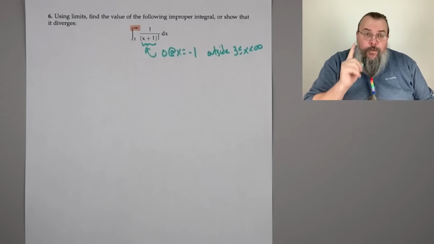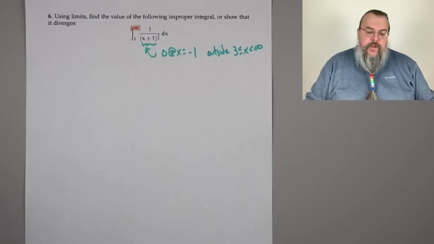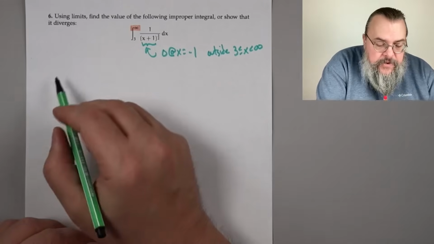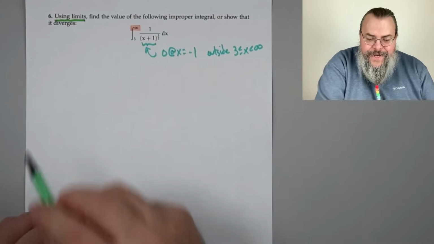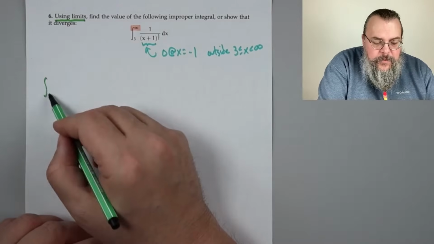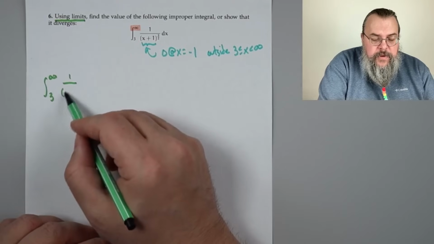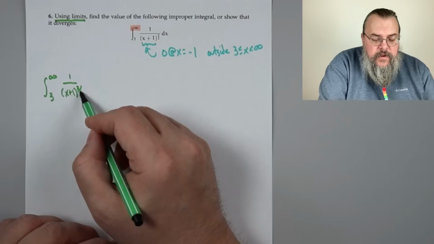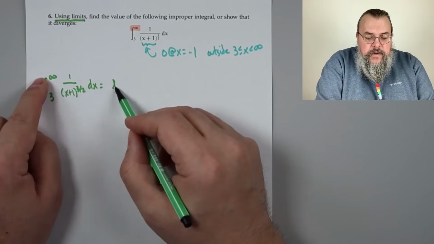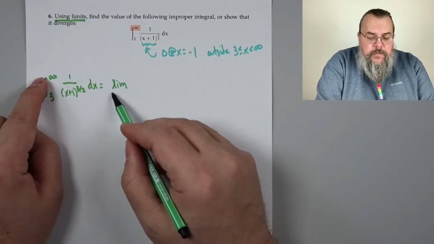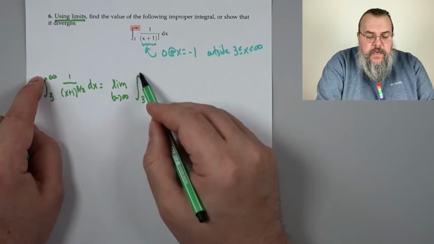So we only have one place to worry about. So we say, all right, our improper integral, and we're going to use limits because, of course, we want points. We say our integral, 3 to infinity, 1 over (x plus 1) to the 3 halves dx. Well, the only place we worry about is the bound. So limit as b goes to infinity, integral 3 to b.